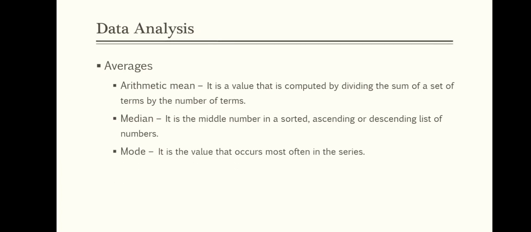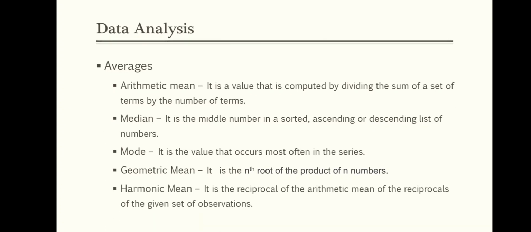Mode. It is the value that occurs most often in the series. Geometric mean. It is the nth root of the product of n numbers. Finally, harmonic mean. It is the reciprocal of the arithmetic mean of the reciprocals of the given set of observations.